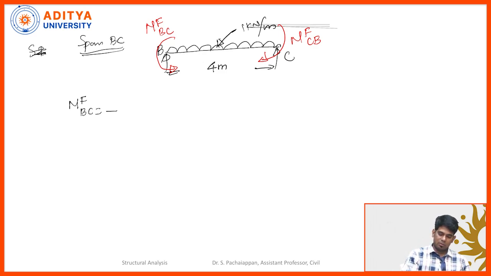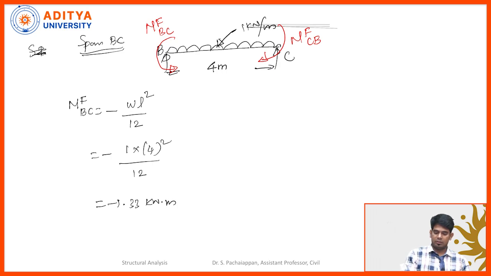Okay, so what is the formula? The formula is WL square divided by 12. So minus of W is 1, span is 4, square divided by 12. So I am getting minus of 1.33 kilonewton meter.